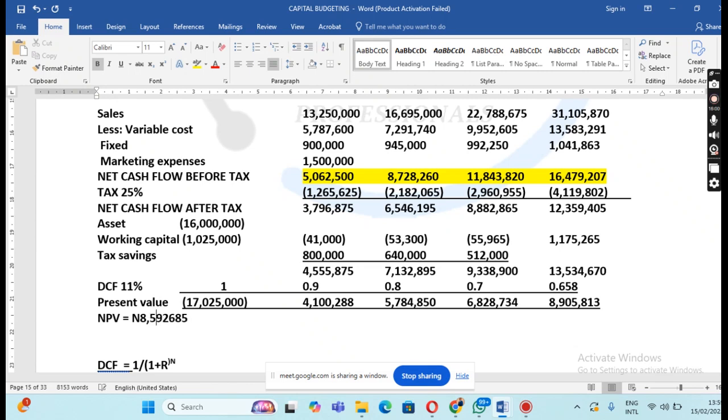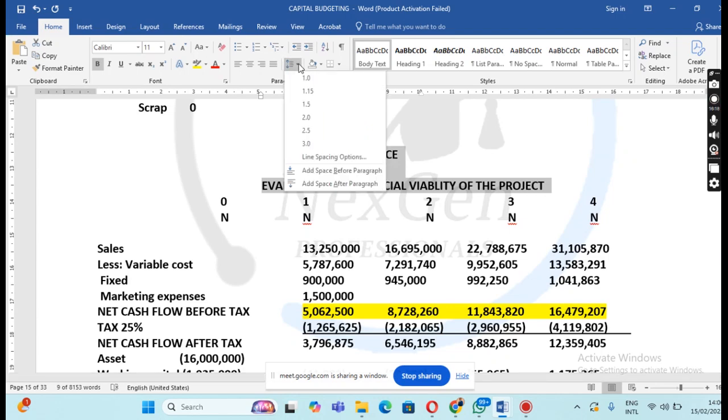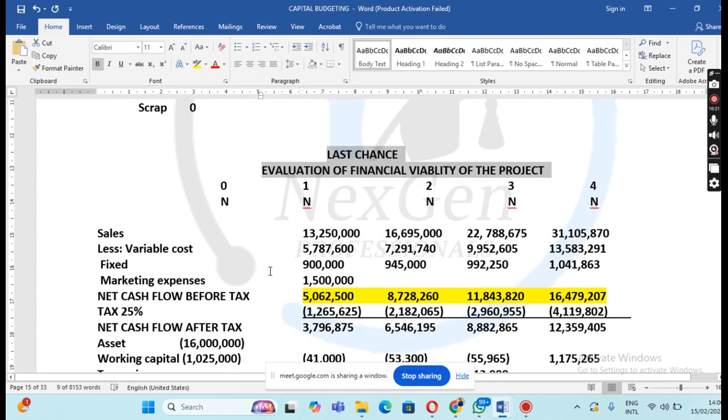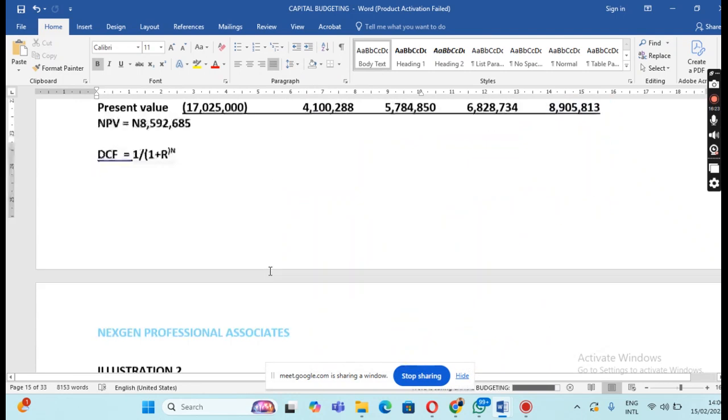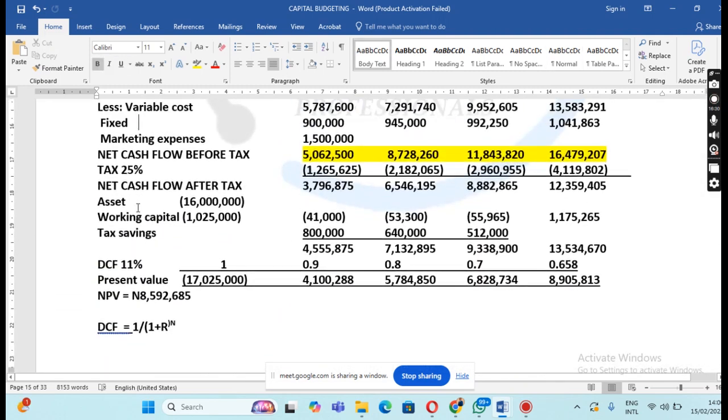Okay, that's a very good one. So what is the decision here? I need someone to tell me, they say we should evaluate the financial viability, right? Now, what is the decision here? Class, accept the project. So if you accept the project, what is the implication to investors? To maximize their wealth. Okay, it will maximize what? The shareholders' wealth, because it has a positive NPV.